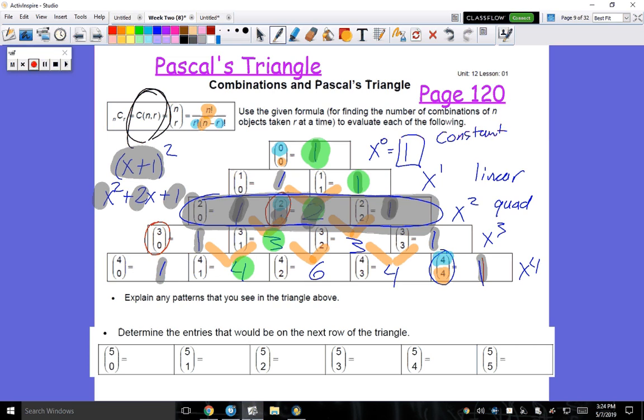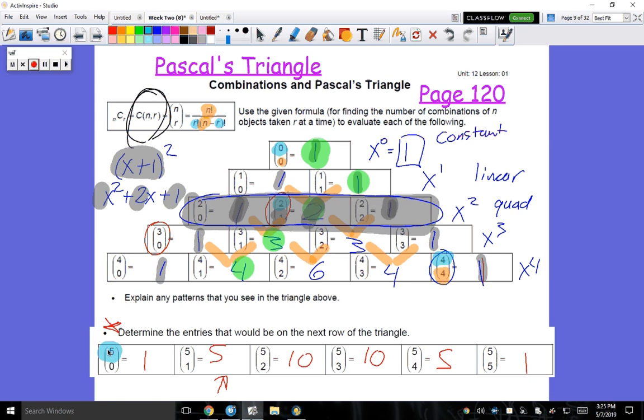Now, what would be these numbers down here? Like for the 5 choose 0, 5 choose 1, so on and so forth. I'm going to show you some patterns, okay? 5 choose 0, what number goes here? 1. What number goes over here on 5 choose 5? 1. So what would be this one right here? 5, 10, 10, 5, and 1. Now here's the patterns. These are what I want you to identify.